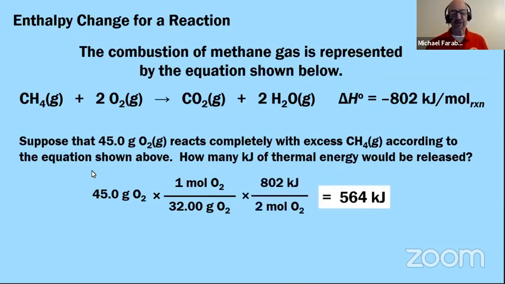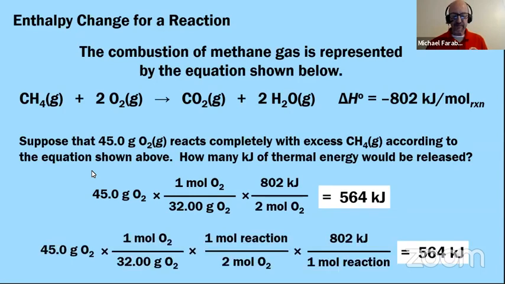Now I could show this a little bit differently and get the same answer. So watch me do it like this. There are 2 moles of O2 for every 1 mole of reaction. And there are 802 kilojoules for every 1 mole of reaction. That way, if the bottom method is easier for you, you can try it that way. It's the same example in terms of numbers, but just to kind of remind you why we do that.